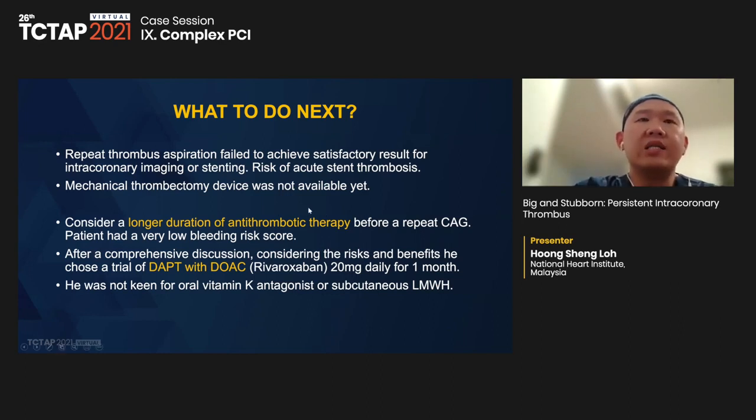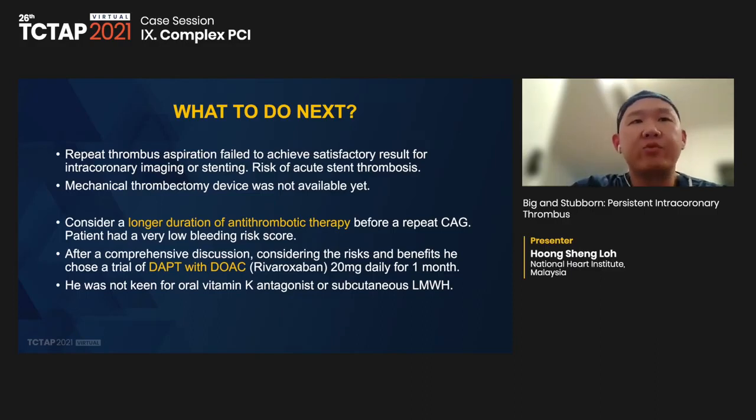So we decided perhaps we might need to use a mechanical thrombectomy device, but unfortunately the device was broken that day and we couldn't use it. So we had to decide on an alternative management for this case. So we had a long discussion with the patient and also with various teammates.